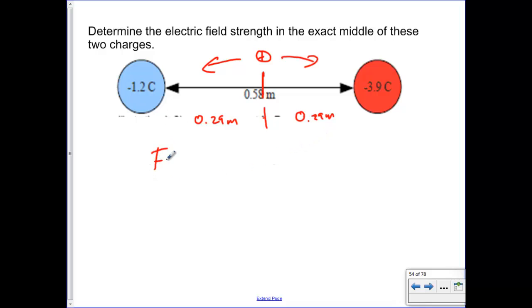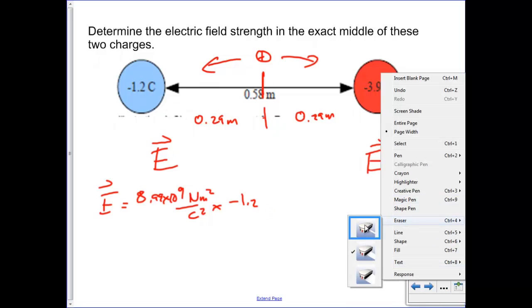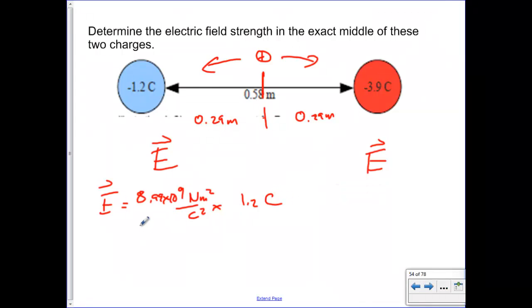So what we're going to do is find the electric field strength based on this guy, then find the electric field strength based on this guy, and we're going to subtract the two field strengths. So it's not actually that hard, it's just double the work. Electric field strength is equal to 8.99 times 10 to the 9 newton meters squared over coulomb squared. This guy's charge is negative 1.2, although, do we need the negative? We don't need the negative. And then the distance is 0.29 squared.